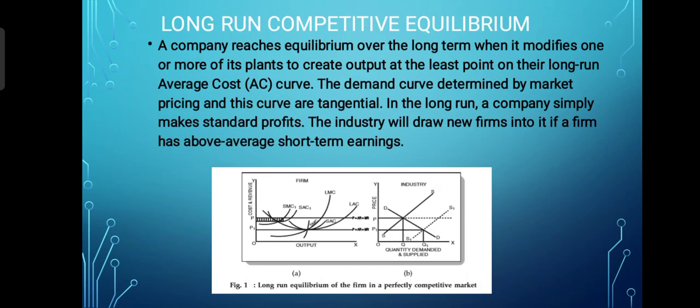Next, long run competitive equilibrium. A company reaches equilibrium over the long term when it modifies one or more of its plans to create output at the least point on the long-run average cost curve. The demand curve determined by market pricing and this curve are tangential. In the long run, a company simply makes standard profits. The industry will draw new firms into it. A firm has above average short-term earnings.